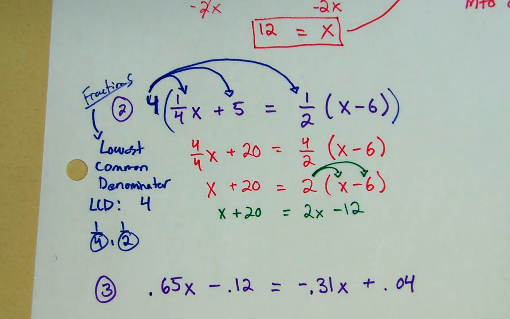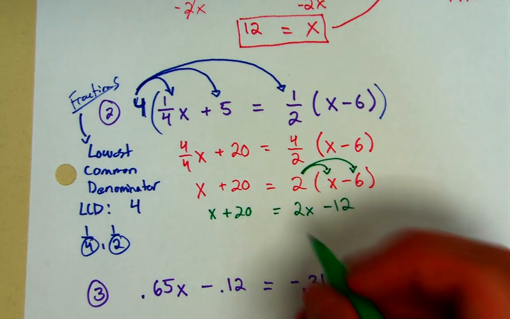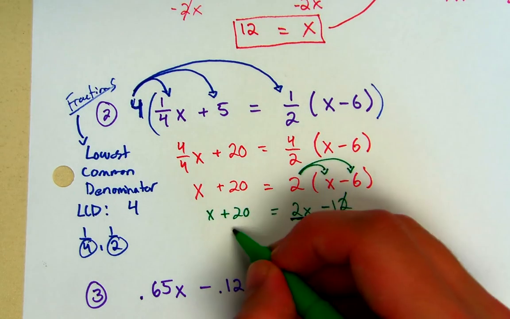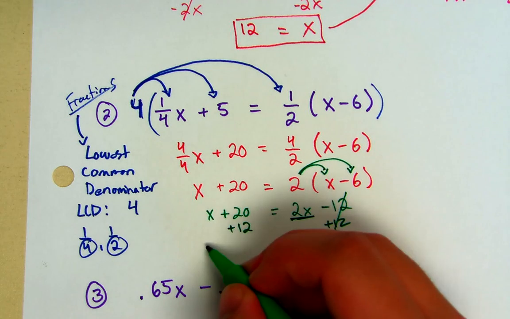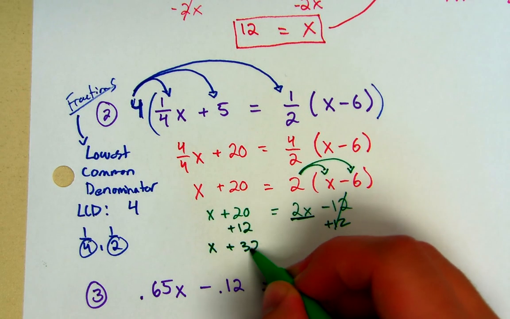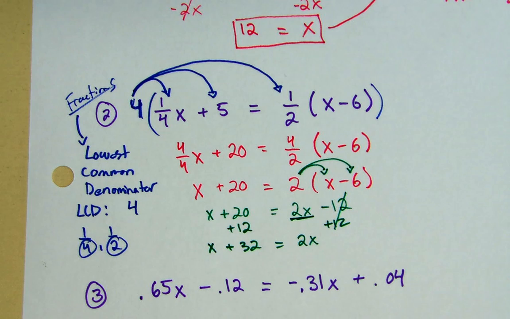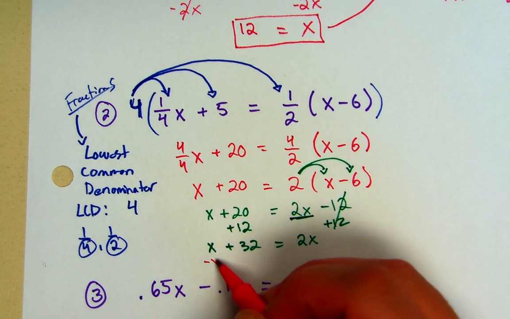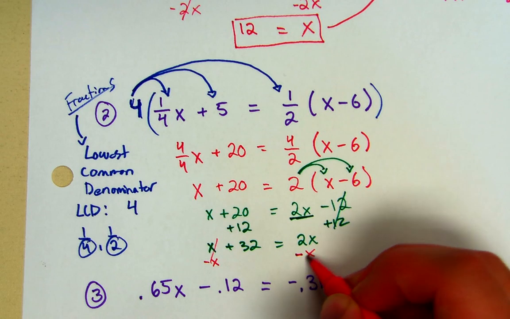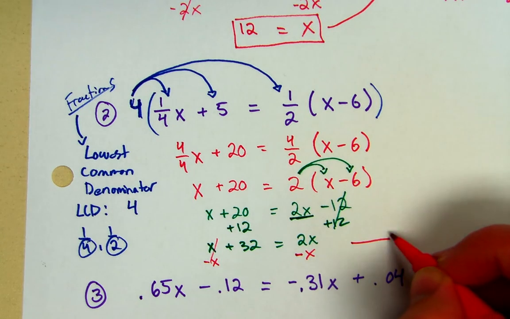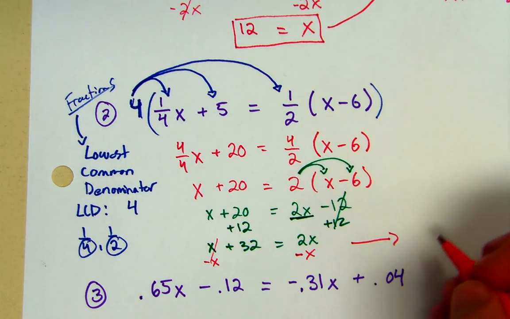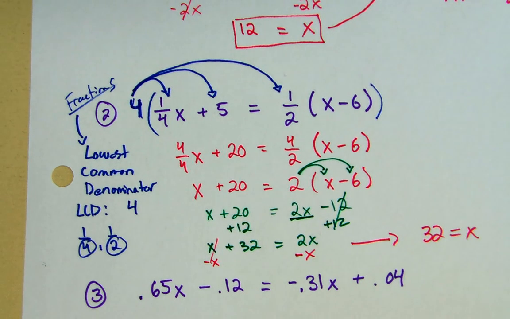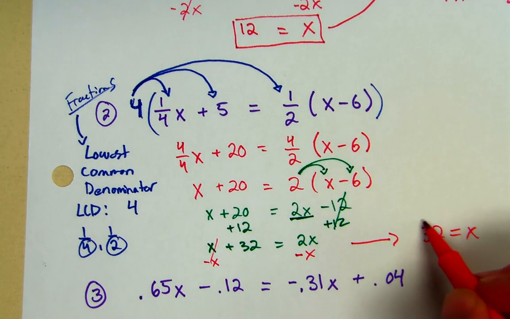I have x's on both sides, and I have numbers on both sides. Again, 2x is higher, so I'm going to get rid of the 12. So plus 12. So now I have x plus 32 equals 2x. And now, again, I just need to get rid of this last x here. So minus x, minus x. I'm going to move this on over. Well, that goes away, so I have 32 equals x. Or if you like to see it the other way around, that's fine too. X equals 32.